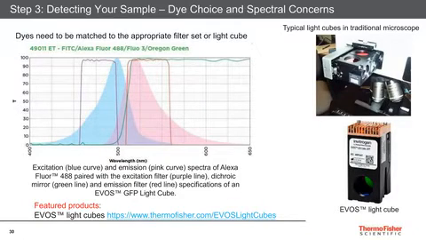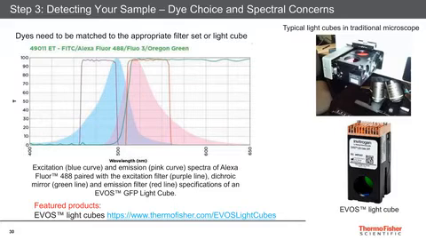Let's talk about detecting your sample now. We're moving on to the dyes and some of the hardware. It's important, there's a lot of different dyes spanning the visible and far red and infrared wavelengths. How do you choose which dyes to use? Well, first off, you want to match the dyes that you purchase to the filter sets and hardware settings that you have available.